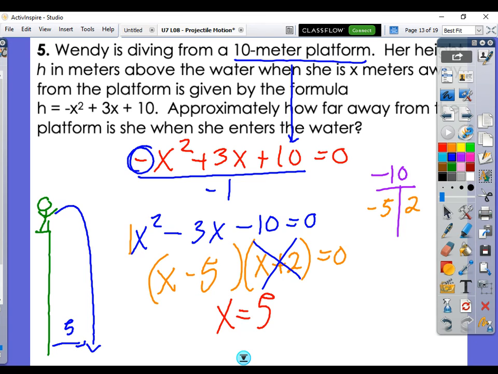She is 5 meters away from the base of the diving board. That's what we're really calculating. So that's what we're looking at right now when it comes to our projectile motion and when something is going to hit the ground. We have another one here, number 6.